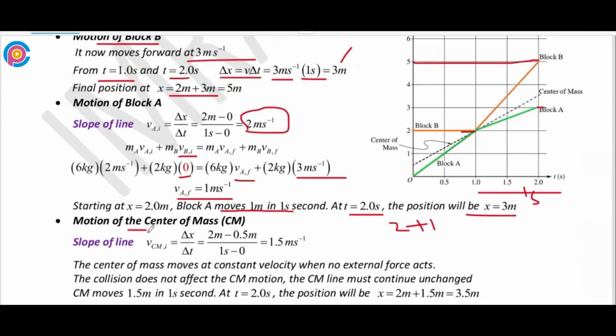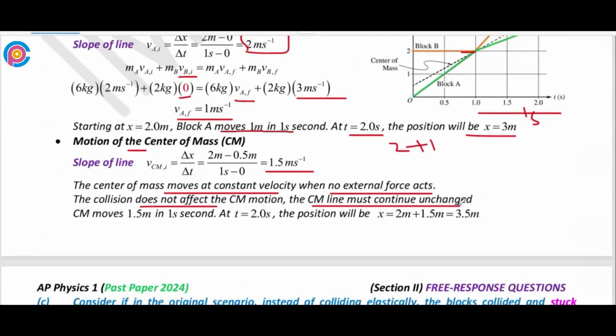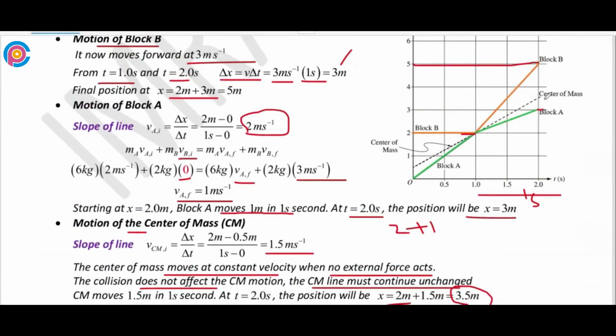Now the motion of the center of mass. Again we find the slope of the line, delta x over delta t, that is 1.5 meters per second. The center of mass moves with constant velocity when no external force acts. The collision doesn't affect the center of mass motion, so the center of mass line must continue unchanged. We conclude 1.5 meters in 1 second is the velocity initially, and there is no change in velocity. So after 2 meters, it covers a further 1.5 meters in 1 second, so the total position at the end is 3.5 meters, between 3 and 4.